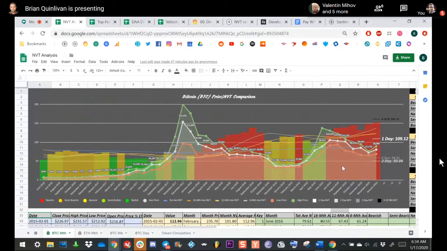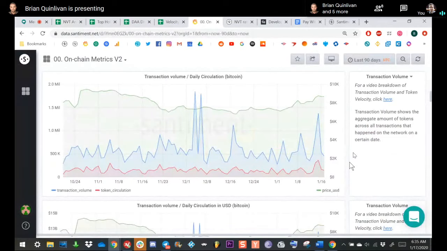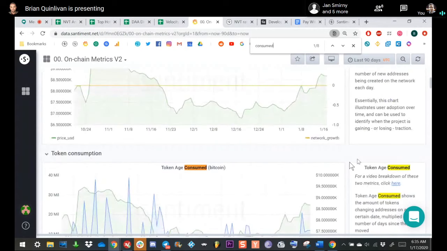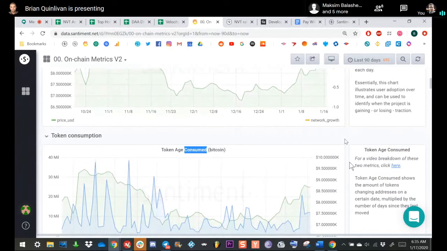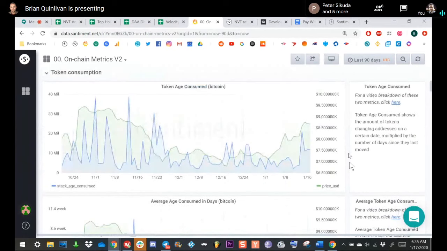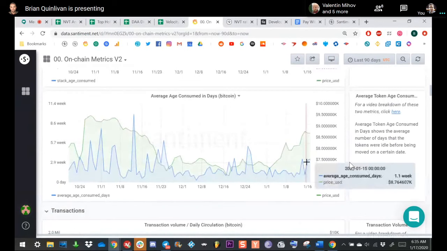justified price turning point. Can you also, while you're in the data charts, show the token age consumed charts for Bitcoin? I'm interested to see if this spike in token circulation correlated with elevated token age consumed activity. It seems like it did a little bit, both there and the average age consumed in days. Not much in terms of days. We have a little bit in token age consumed up here.